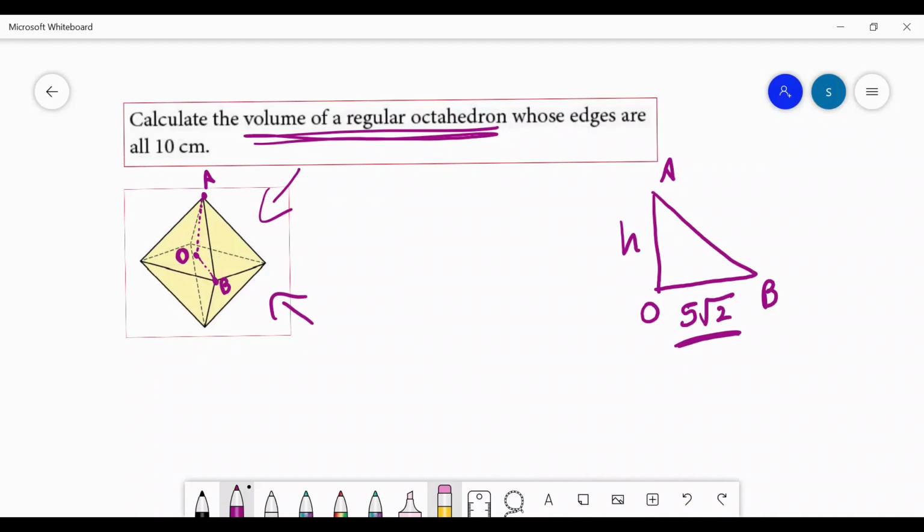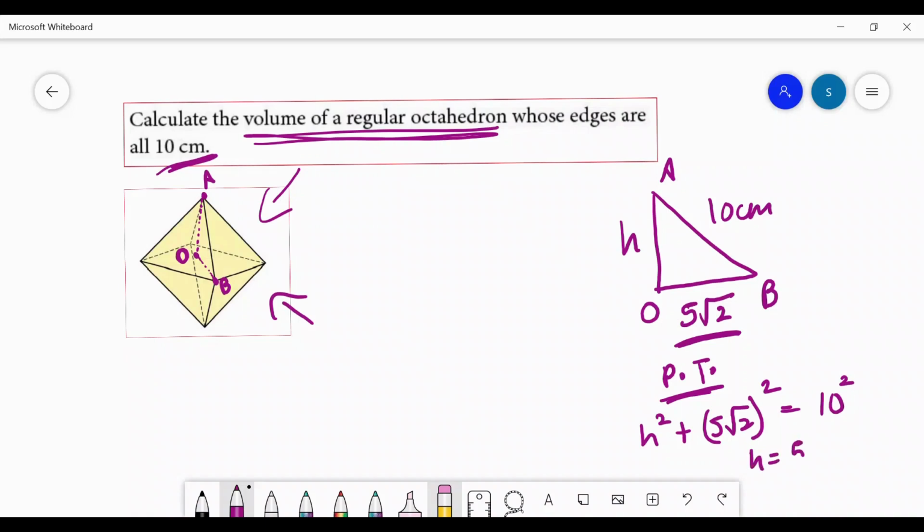And next we have AB. AB is already given in the question. It's 10 centimeters. So you just have to find the height here by using the Pythagoras theorem. So h square plus (5 root 2) square is equal to 10 square. When you solve this, you're going to end up with h equal to 5 root 2. So this is the height of the square base pyramid.